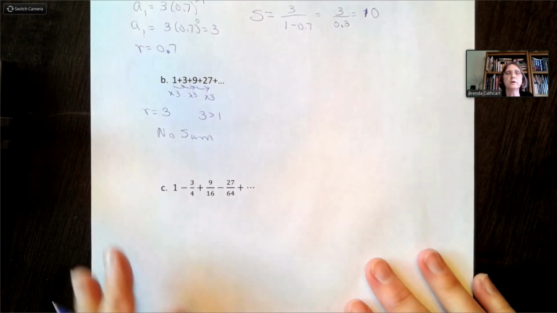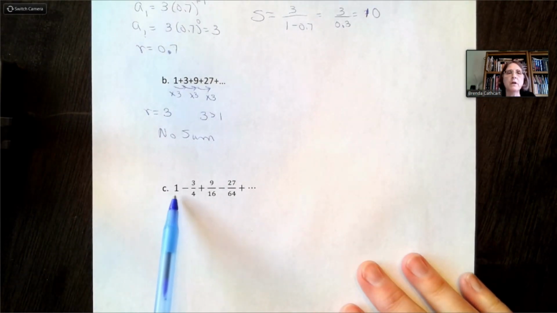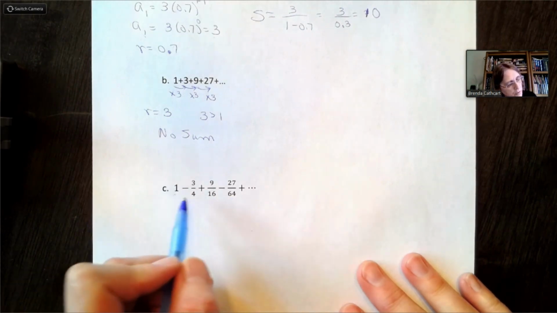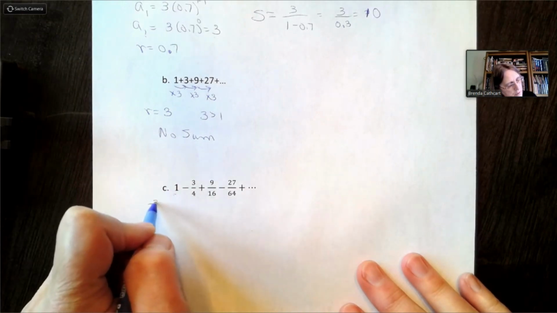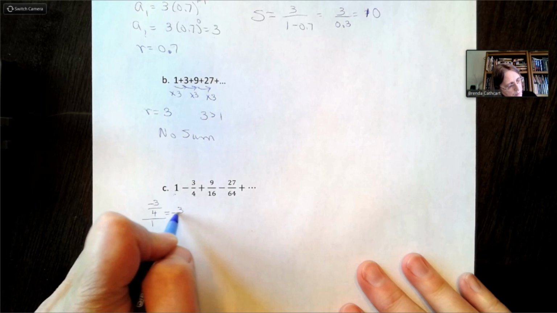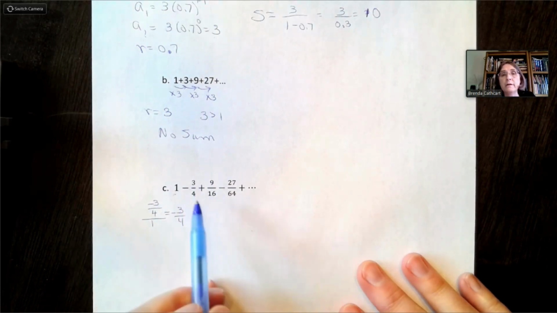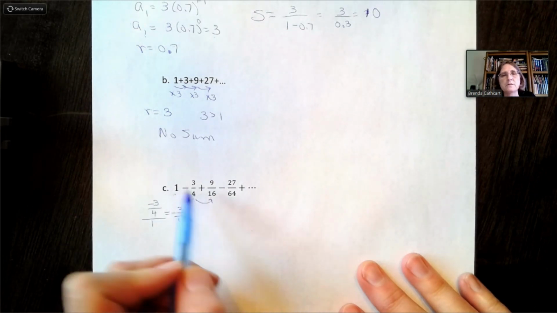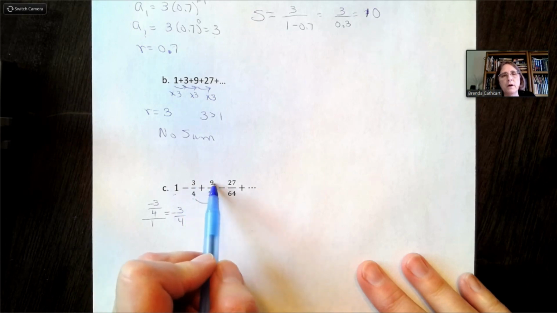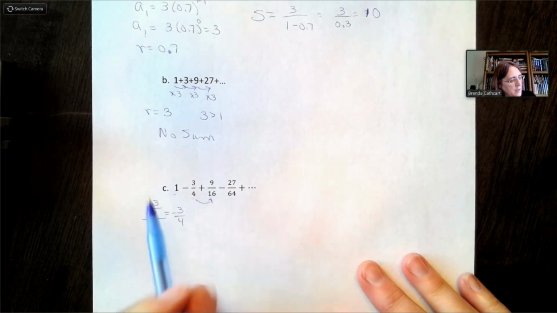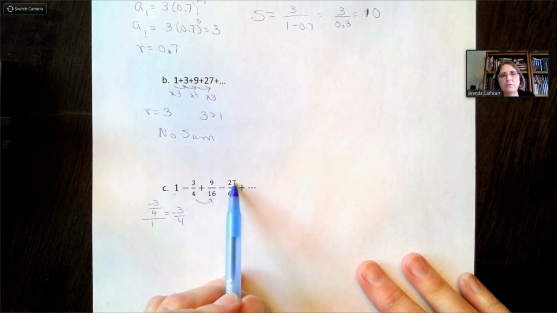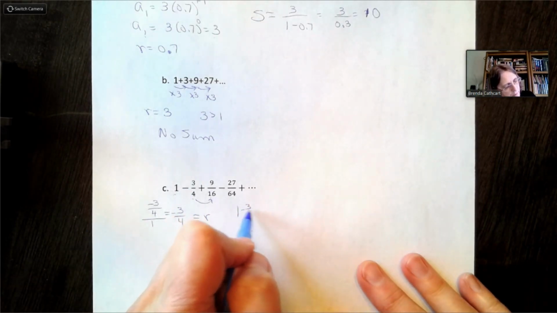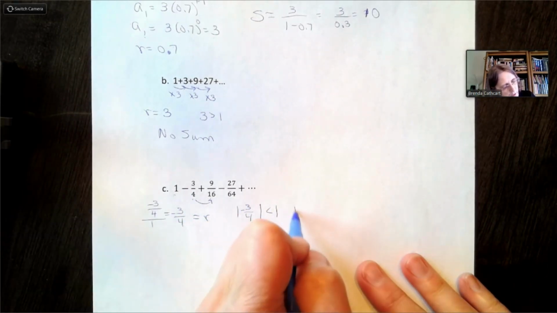Let's look at our next example. Again, it's written out as individual terms added together. And as I look at our values here, our ratio between terms, -3/4 divided by 1, is -3/4. So is that what we multiply to get to each term? As we go from -3/4 to positive 9/16, yes. If I multiply by -3/4, I get positive 9 over 16. And again, if I multiply by -3/4, I get -27 over 64. So this is our value of R. The absolute value of that is less than 1, so we have a sum.